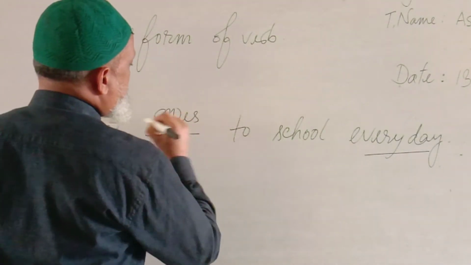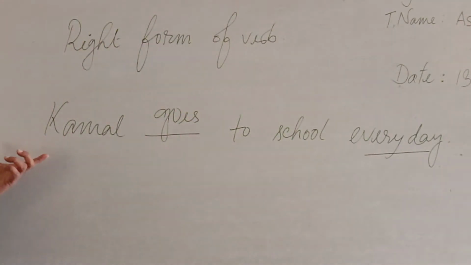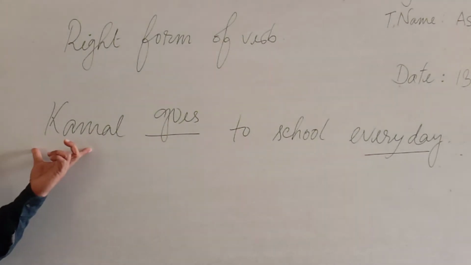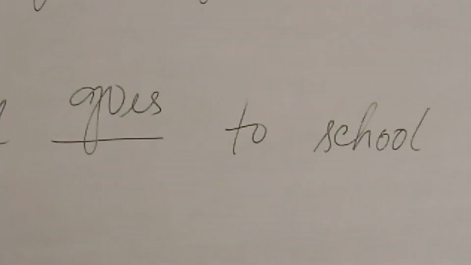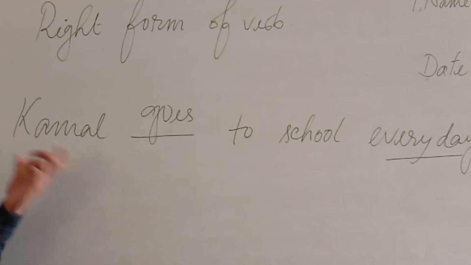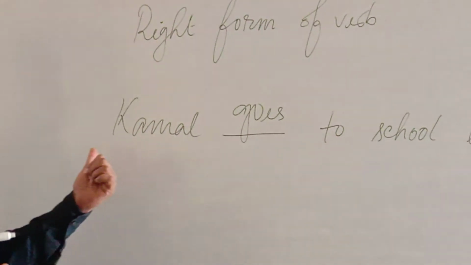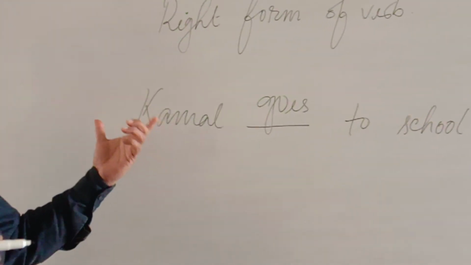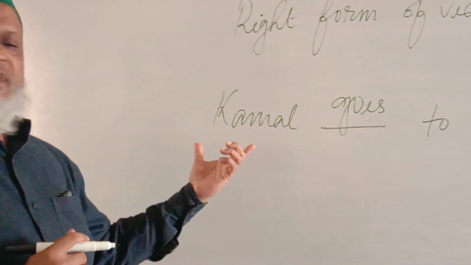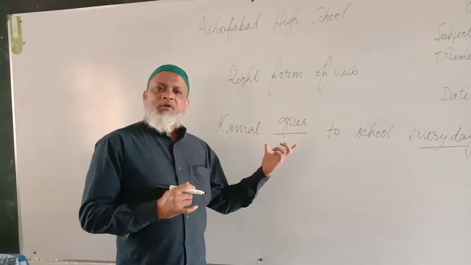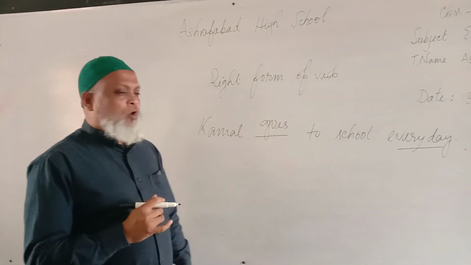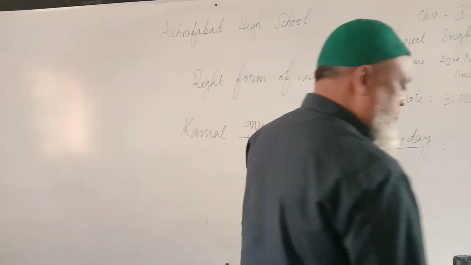Why do we have to give goes here? The subject is third person singular number. Kamal is a third person, and Kamal is only one. Kamal is one person here, so it is third person singular number, and we have to give goes here. Kamal goes to school every day. I think all of you are clear.